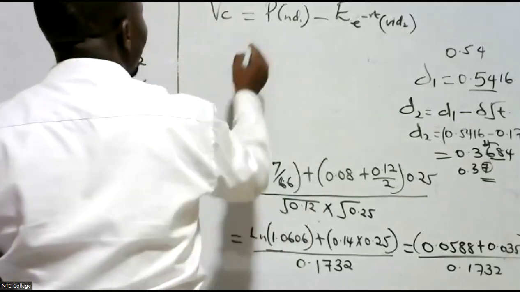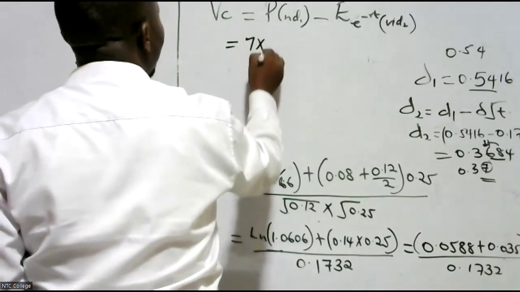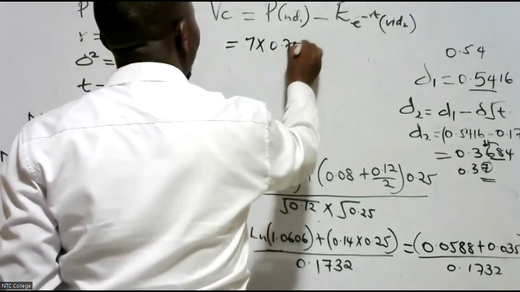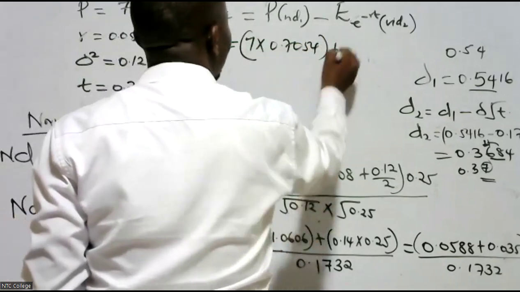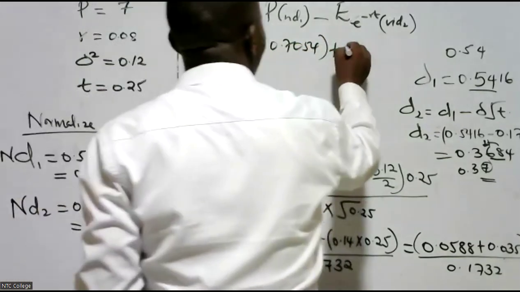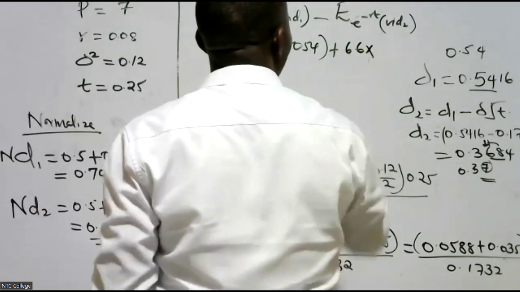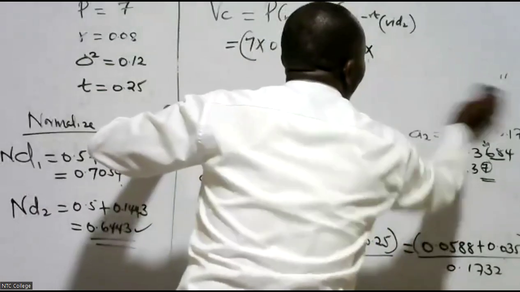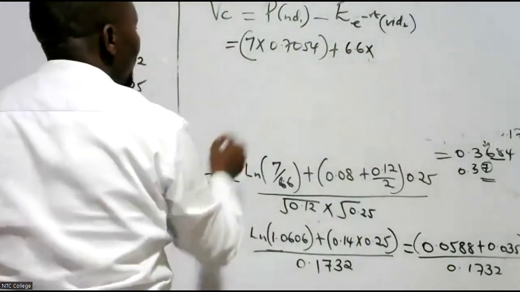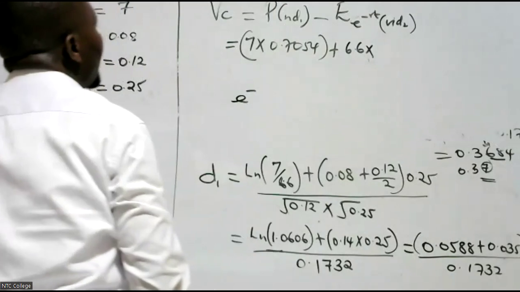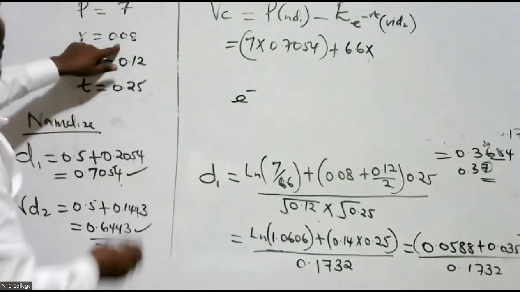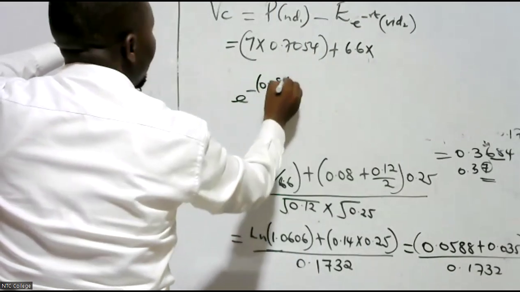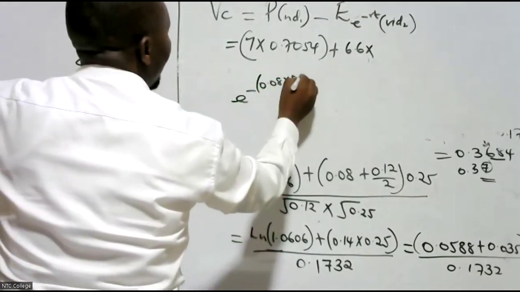So we have P, which was 7. So you can say that 7 times ND1 was 0.7054, plus the other one is 6.6 times Euler's constant. We can now look for it. Euler's constant of E negative, what was the rate? 0.08, that is the rate, times time is 0.25.